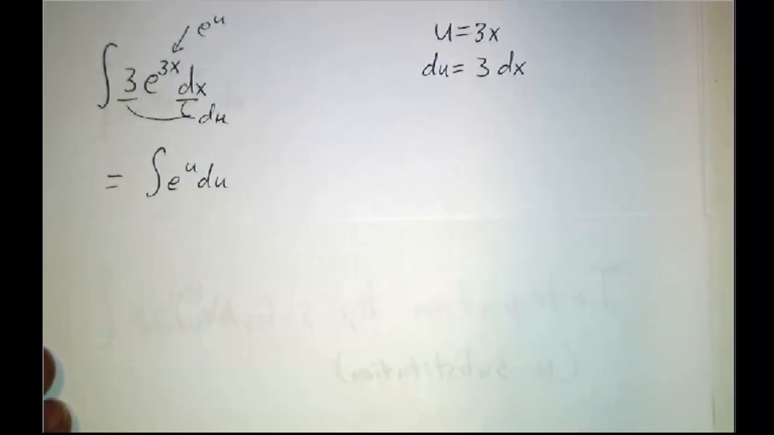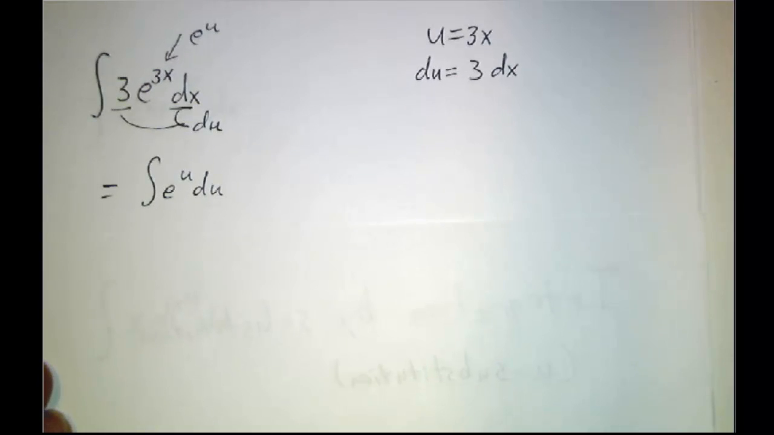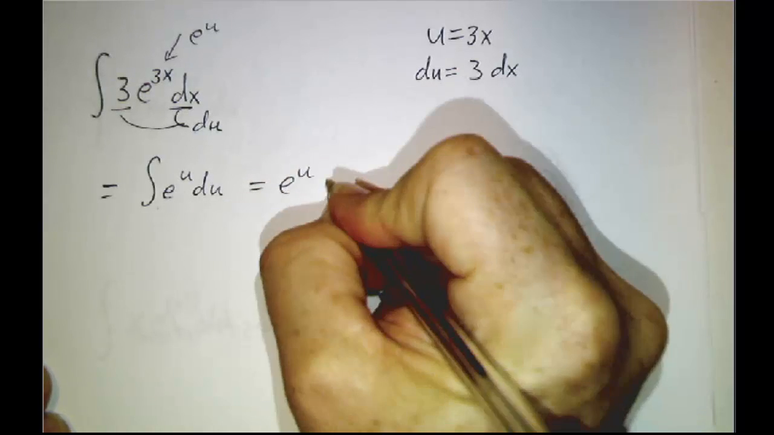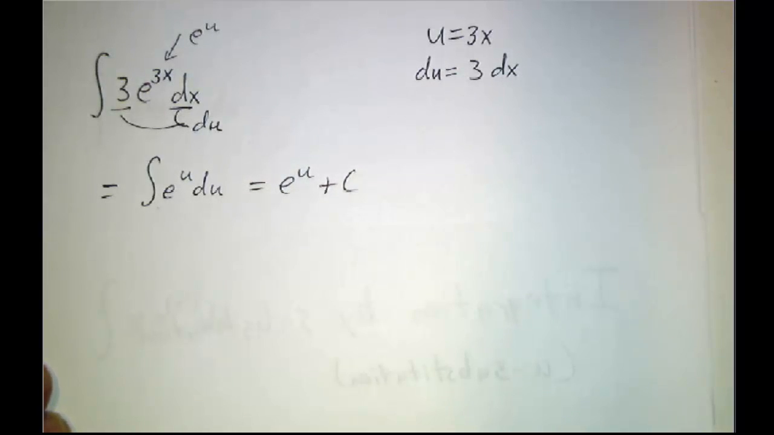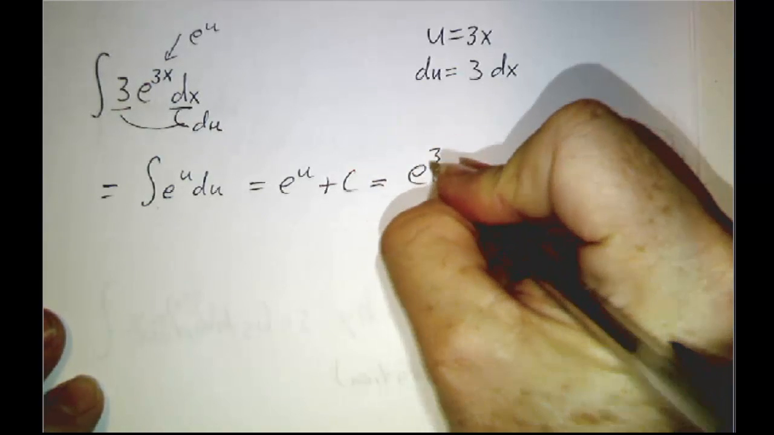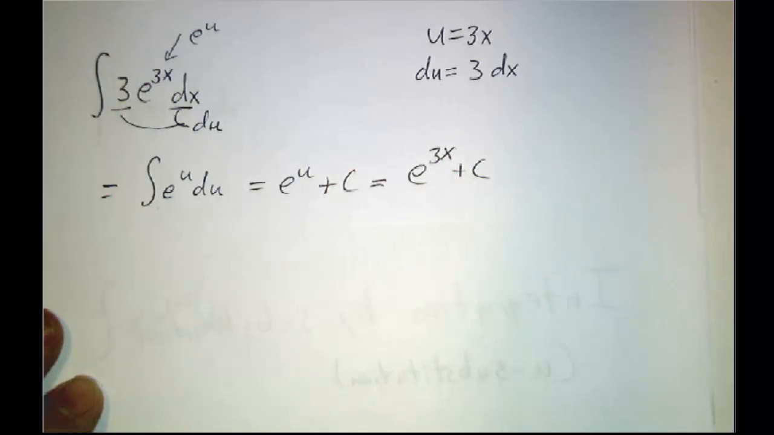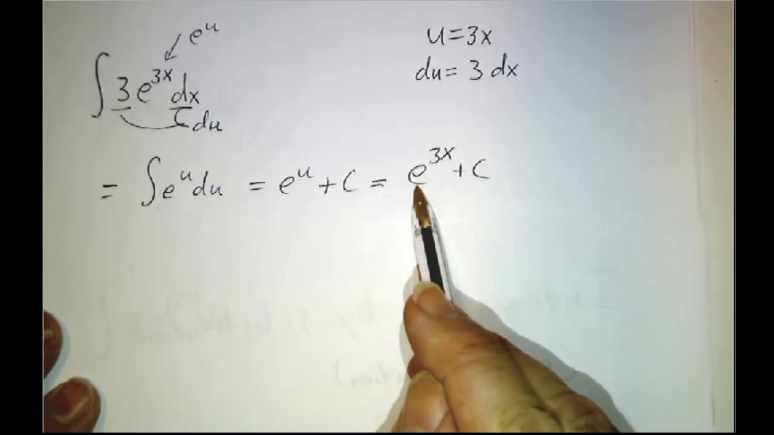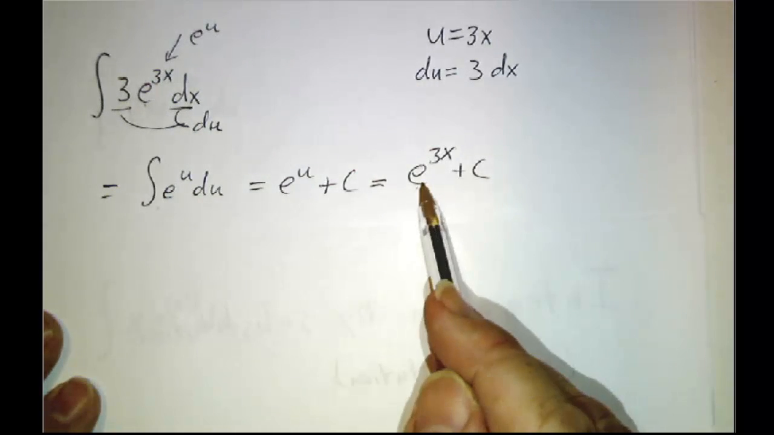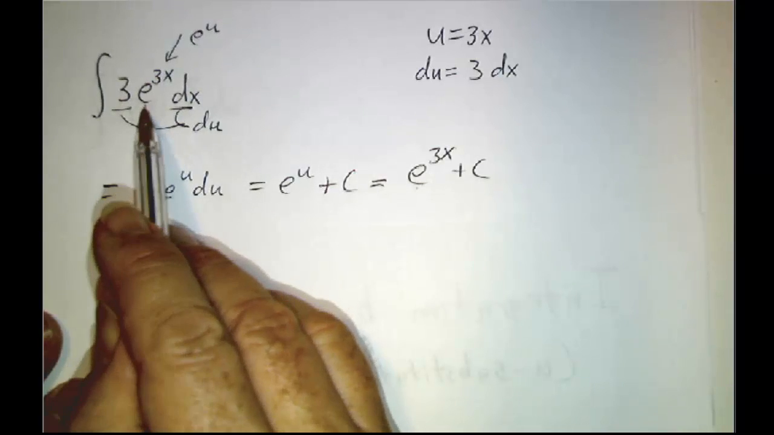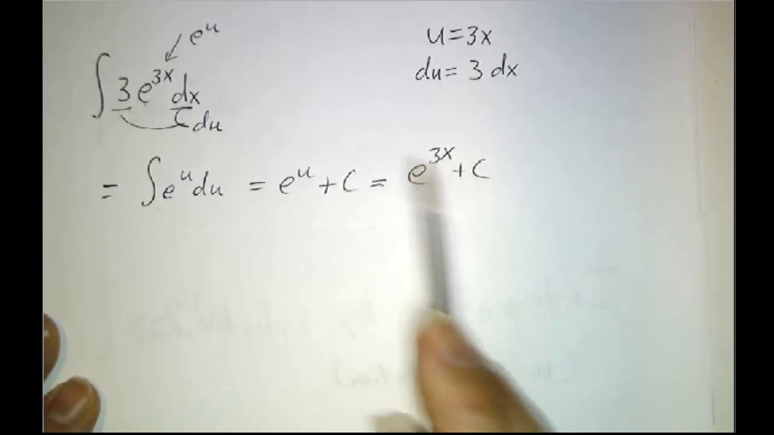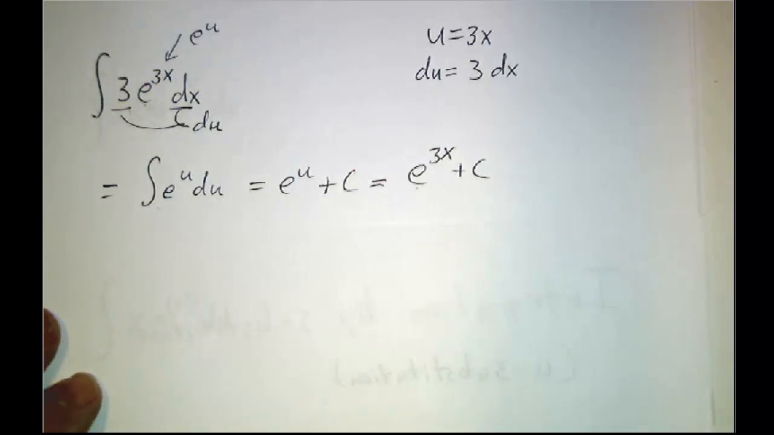In the integral of e to the u du, we find a function whose derivative is e to the u. That's just e to the u plus a constant. And then we want to rewrite everything in terms of x, so we say that's e to the 3x plus a constant. And you can check. If you take the derivative of e to the 3x, you get 3e to the 3x. So this is an antiderivative of 3e to the 3x, and we're done. The indefinite integral of 3e to the 3x dx is e to the 3x plus a constant.